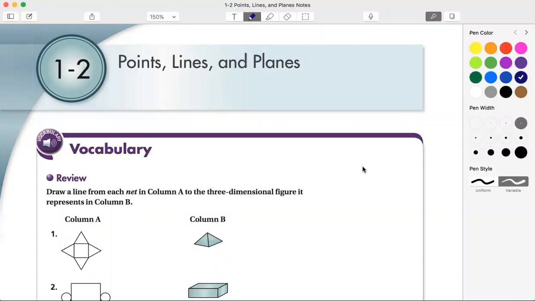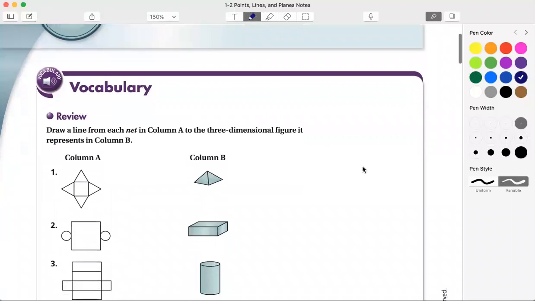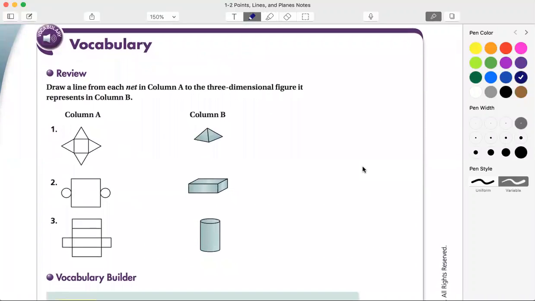All right, welcome to section 1.2, points, lines, and planes. Again, this is another vocabulary heavy section. Okay. So let's begin. We're going to start off with a review. This is from the previous section.